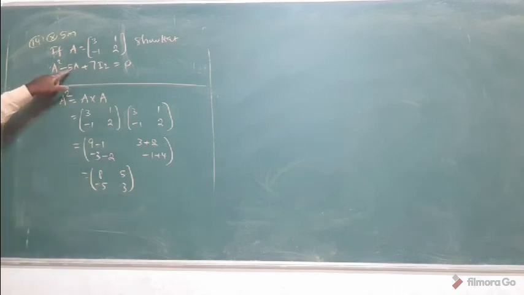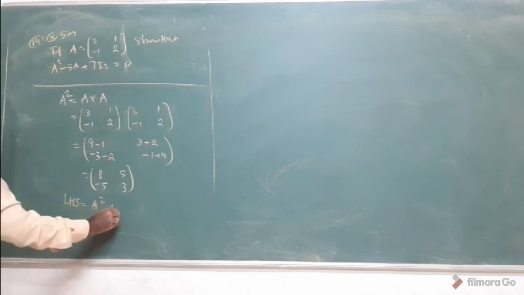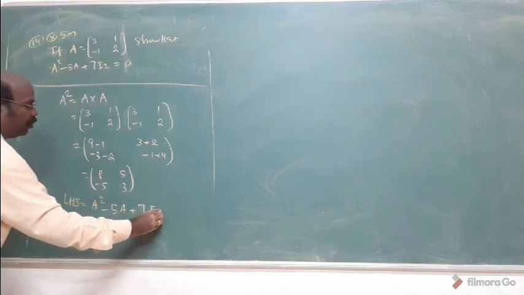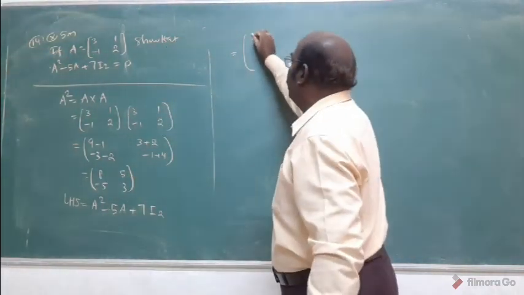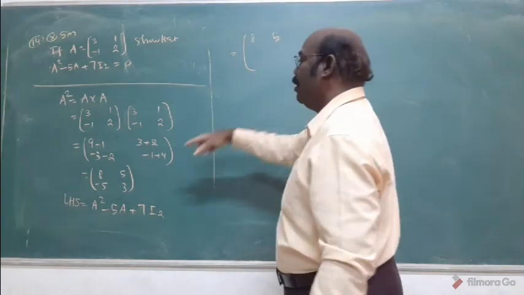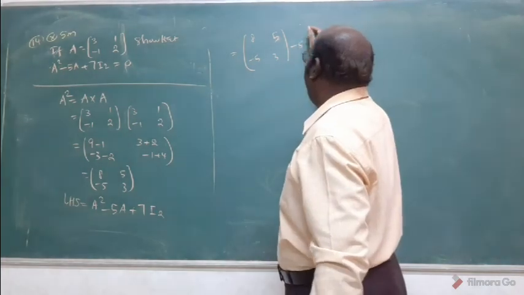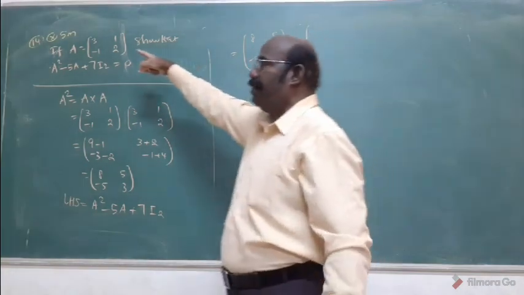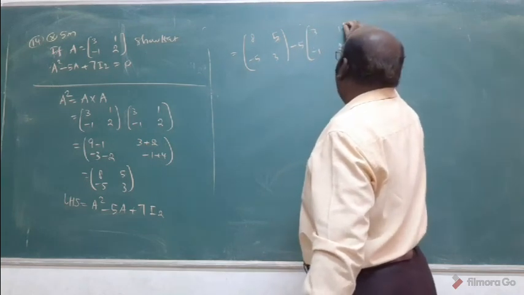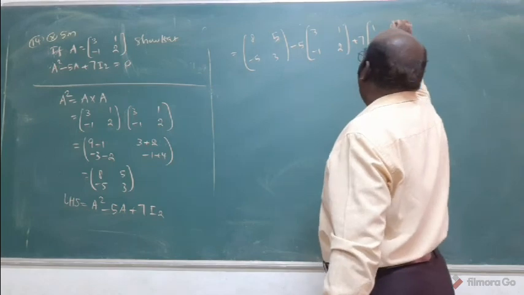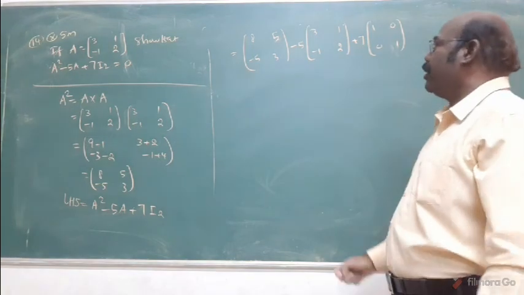First part over. Then write LHS. That is LHS: A square minus 5A plus 7 I2. A square is already found: 8, 5, minus 5, 3, minus 5 into A, the already given matrix 3, 1, minus 1, 2, plus 7 into I2, which is 1, 0, 0, 1. This is the standard value. I represents the unit matrix.